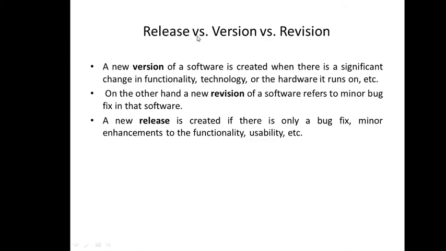Now there are three related terms. The first one is a release, version and a revision. What is the difference between the three? These all are relevant to changes. But when we have a major change, that is a change in the functionality, technology or the hardware it runs on, then a new version is released. While a new revision is given when there is a minor bug fix in that software. While a new release is created if there is only a bug fix, minor enhancement to the functionality or usability, right? So this is the difference between these three terms.